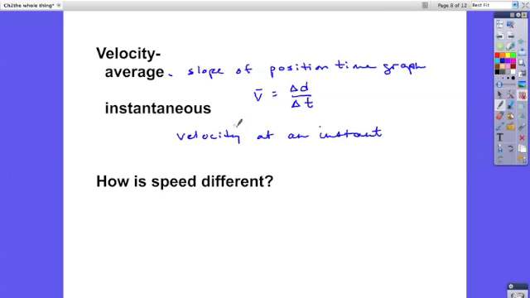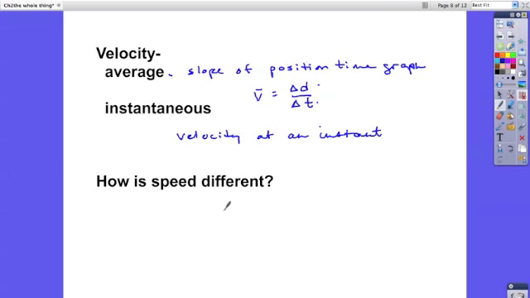So your speedometer on your car would measure instantaneous velocity. It does not measure average velocity. If you want to know your average velocity, you'd have to measure a certain distance and time and divide them. Perhaps you have a button on your car that would tell you what the average velocity for the last period of time is. But instantaneous is what your speedometer tells you.